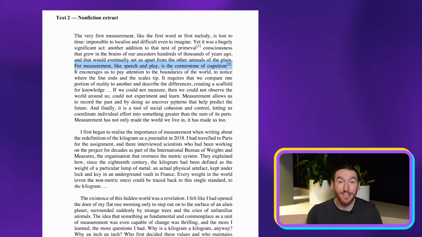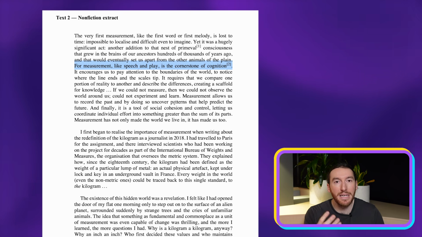For measurement, like speech and play. See how it's used the word like there? It's almost like a simile, but it's more an analogy. The author here is drawing an analogy between measurement and speech and play. And the reason why that's really important, because if we quickly look at the question, it was analyze how Vincent connects the significance of measurement to human experience. So yes, measurement is the focus, but how is it connecting to human experience?